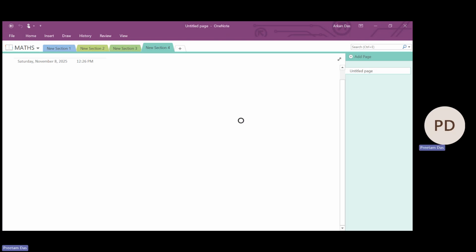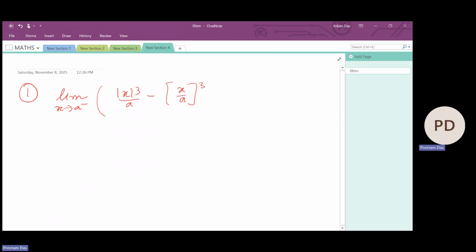Hello everyone. So today we'll be discussing the solution of some of the questions of the test of limits, continuity and differentiability. So let us start with the first one. In the first question, they have told you to find this limit x tends to a minus, that means left hand limit, and then mod x cube by a minus greatest integer of x by a whole cube.